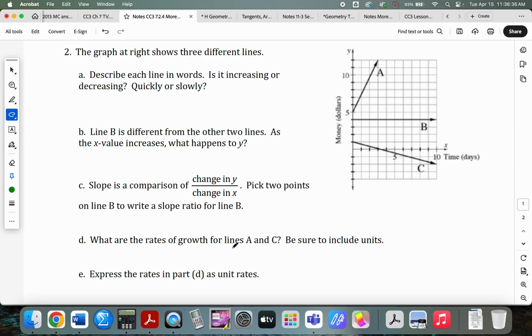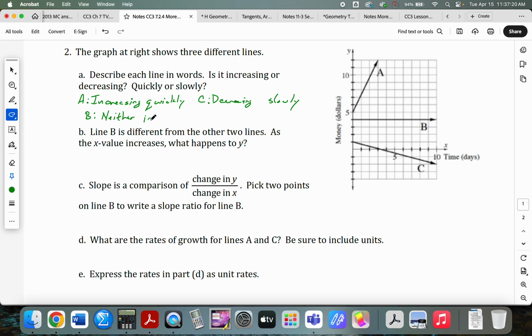All right, so let's see if we can describe each of these lines. Is it increasing or decreasing, and quickly or slowly? What about A? It's increasing. Quickly or slowly? Fairly quickly, yeah. What about C? It's decreasing and fairly slowly. What about line B? It's neither increasing nor decreasing.